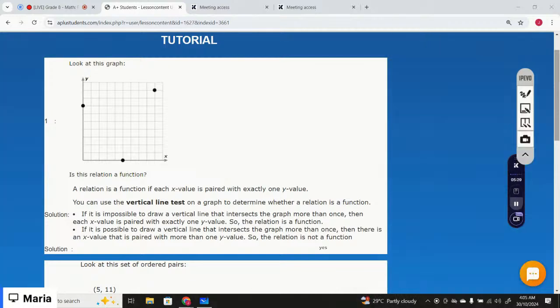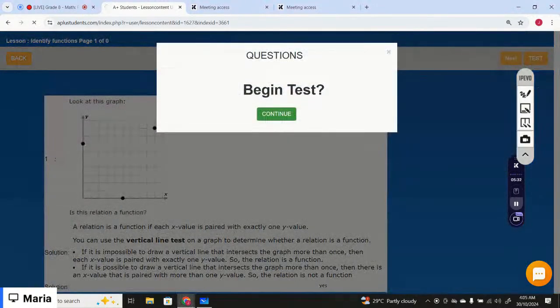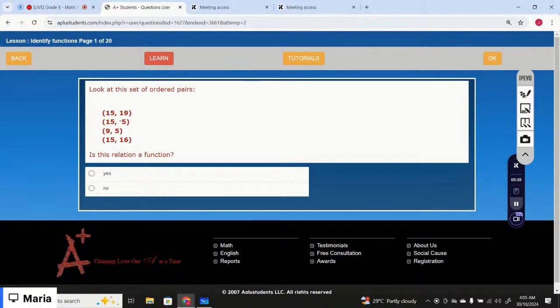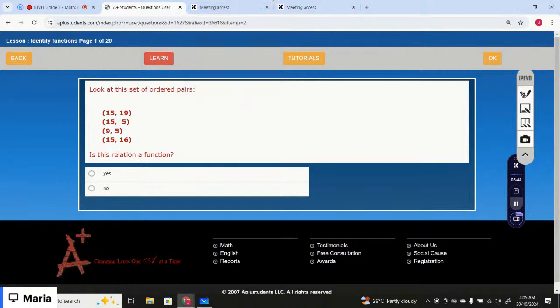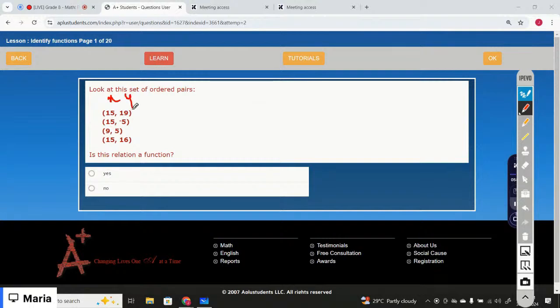Let's just start with the test questions. Okay, look at this set of ordered pairs. You have 15, 19, 15, -5, 9, 5, 15, 6. The first values are the x values, the second values are the y values, right? So you can see you have the same x value 15, 15, 15. They have different y values, right? So that is not a function.